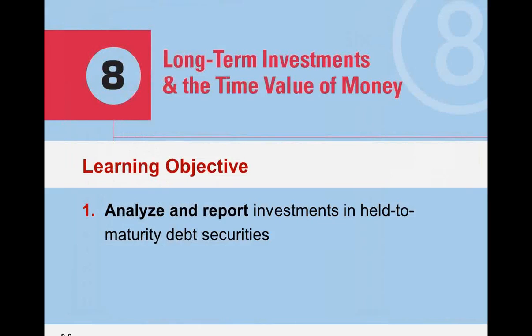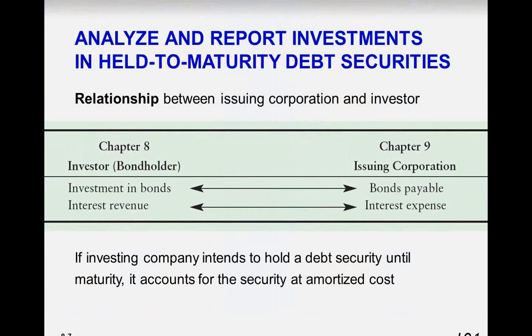Okay, let's talk about the actual chapter. So first, analyze and report investments in held to maturity debt securities. When I'm the bond holder, it means I have invested in bonds. Can anybody type into the question box? Can you type what an investment in a bond would mean? Do you know what a bond is?